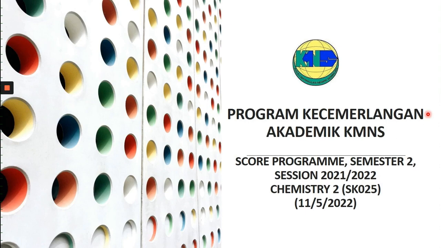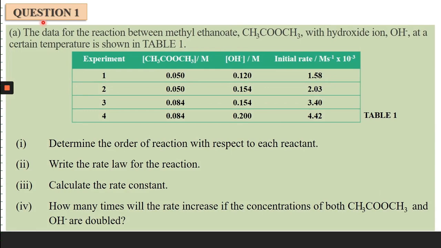This video is for Program Kecemerlangan Akademik KMNS, Score Program, Semester 2, Session 2021-2022. In this video, I will be showing you how to solve questions from PSPM 2019-2020, Chemistry 2 SK025, question number 1. Question number 1. The data for the reaction between methyl ethanoate with hydroxide ion at a certain temperature is shown in Table 1. Determine the order of reaction with respect to each reactant.